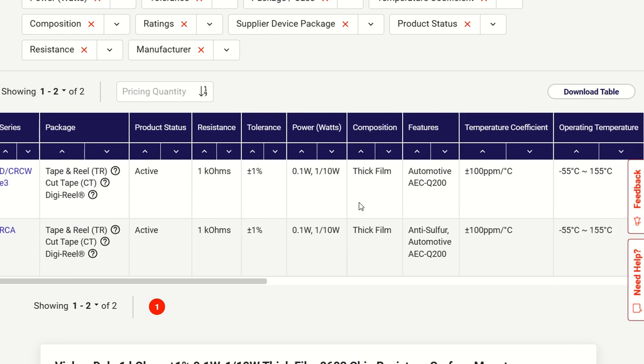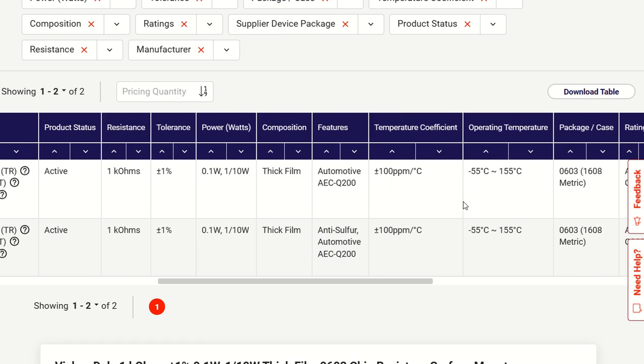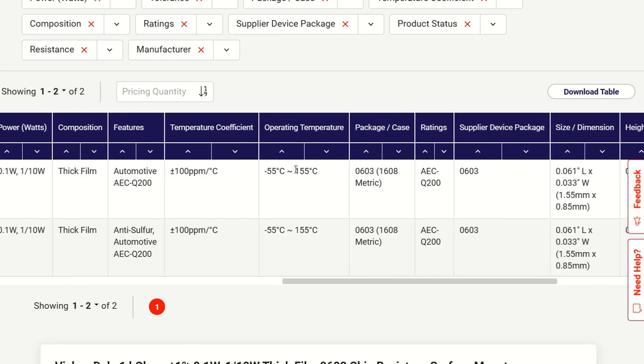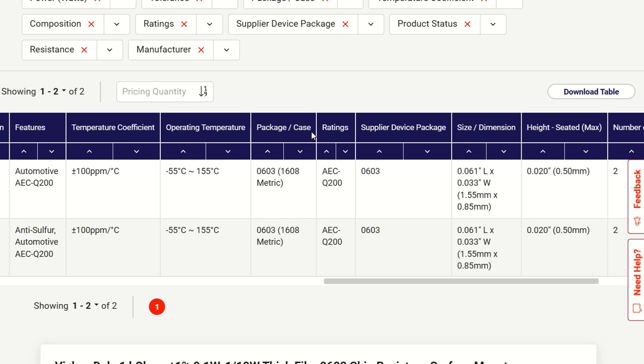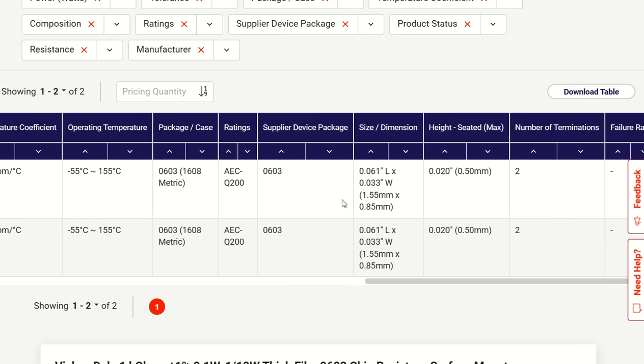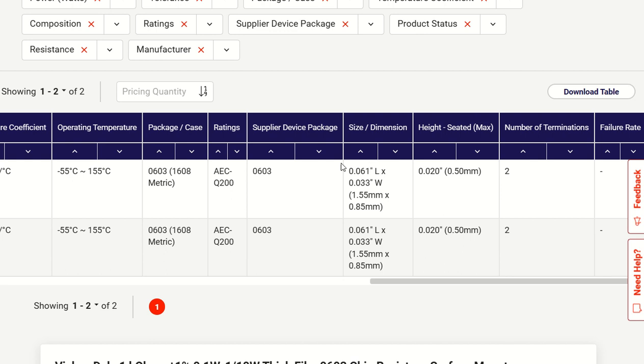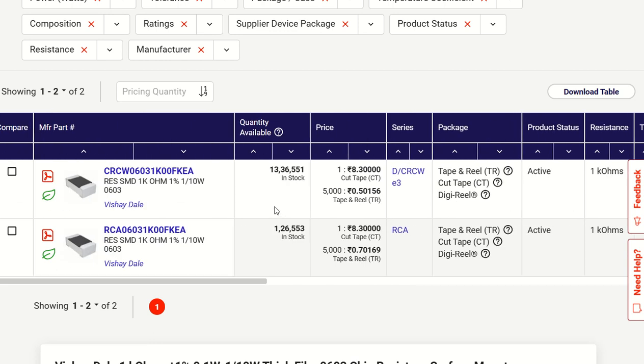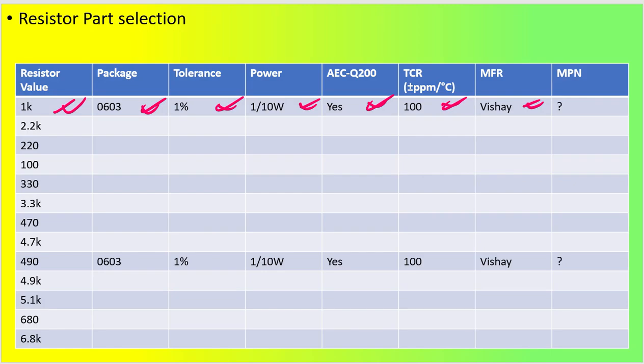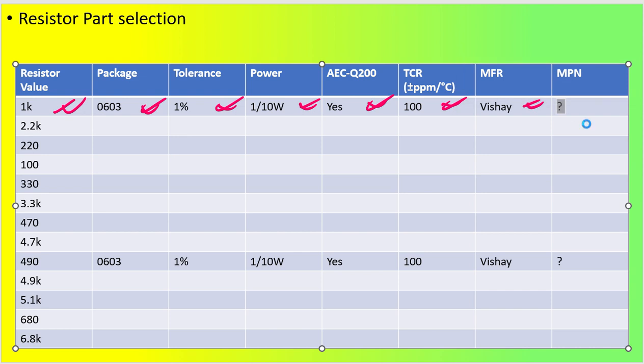So this is the understanding, and if you want you can see all the different parameters like resistance, tolerance, power, composition, features. We have temperature coefficient, operating temperature range, package casing, supplier device package, size, everything is there. Size you can see 0603, right? So it is 1.55 cross 0.85, and we have 0.5 mm as height. Okay, good. So this is the part number that we can directly click, and it will come as the part number as well. So what we'll do is we'll fill this part number with that one.